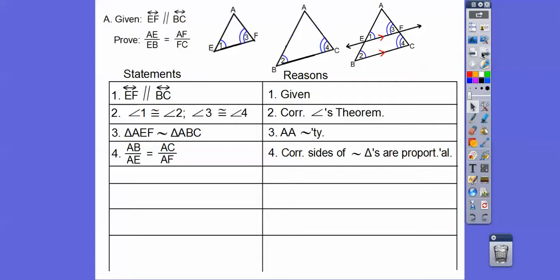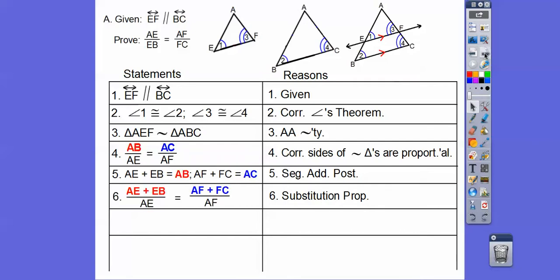Now we're going to do what's called the segment addition postulate. So let's go over here. We're going to use the segment addition postulate and say AE plus EB equals AB. Do you remember that? And AF plus FC equals AC. Now we're going to use the substitution property. Here's AB, so we're going to substitute in this right there. Here's AC, so we're going to substitute in this for that AC.